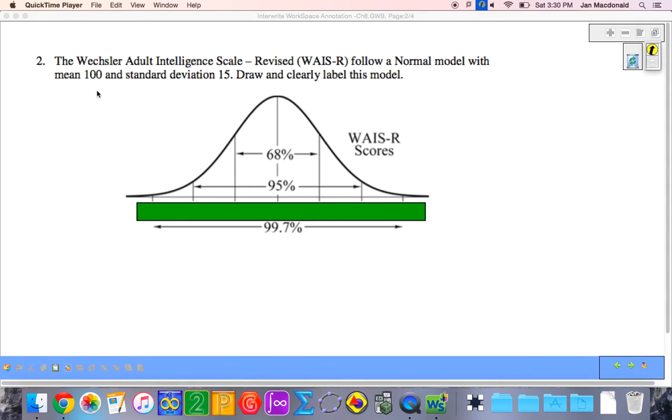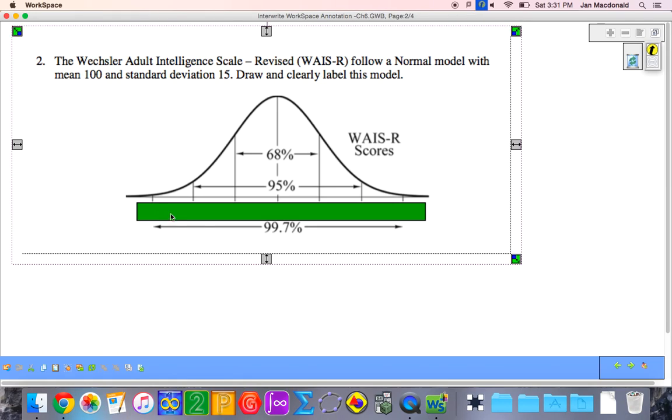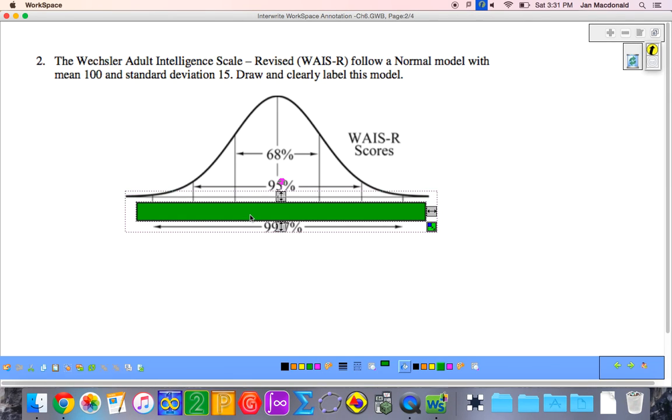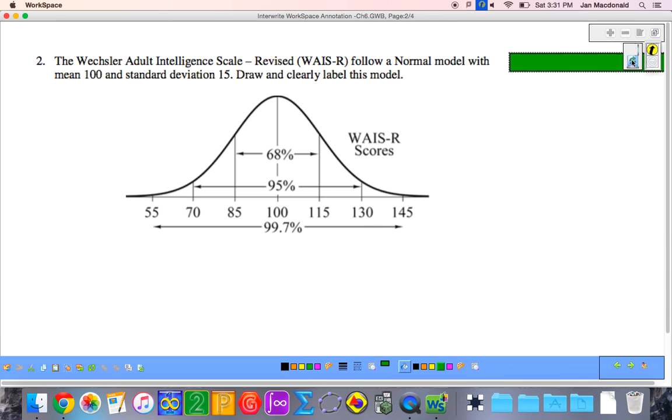Well, our mean is 100 and a standard deviation is 15. So our mean would be here and we'd have 100, plus one standard deviation would be 115, plus another standard deviation would be 130, plus another standard deviation would be 145. And if we went back to our mean, minus one standard deviation would be 85, minus another standard deviation would be 70, minus another standard deviation would be 55. And so your model should look like this.